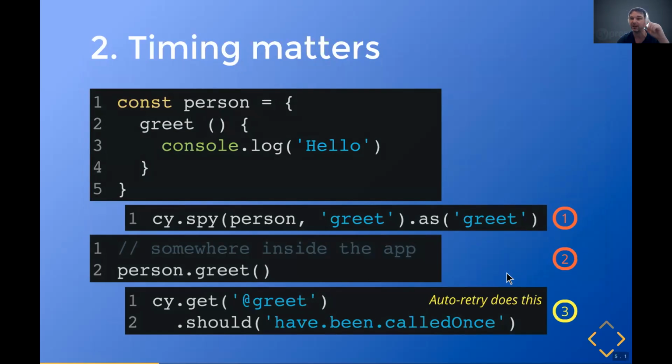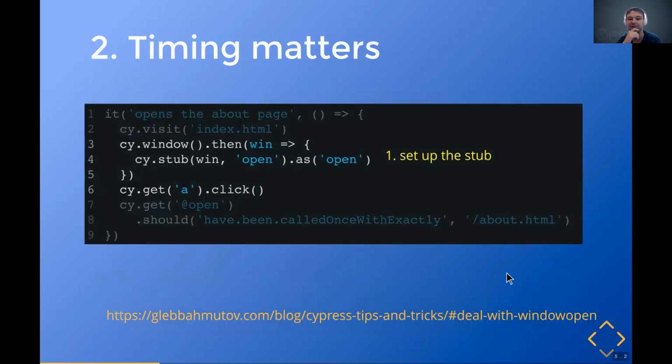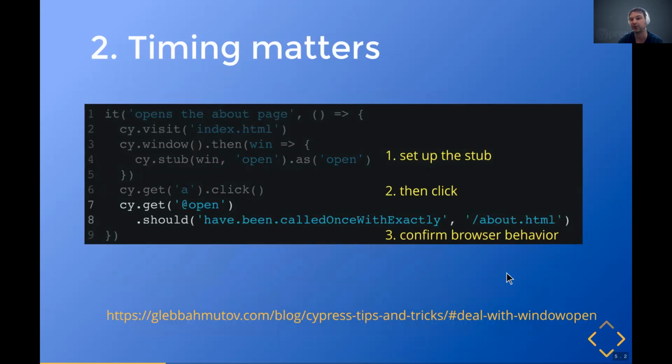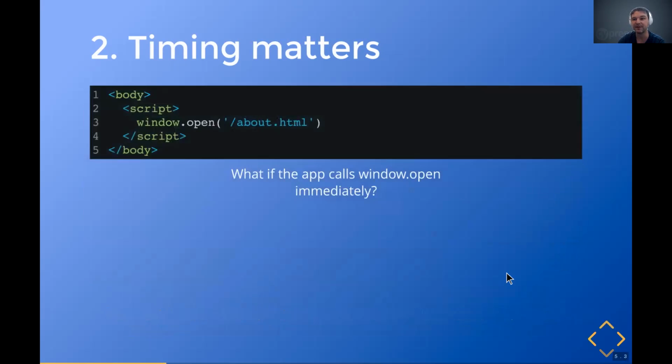But you have to make sure that 1 happens before 2, that you create a spy or stub before it gets used. Great. So what happens if in our application we set up a stub, we click on a button and we confirm the behavior? That's our window open. What happens if the application immediately calls window open, not in response to the click, but immediately on load?